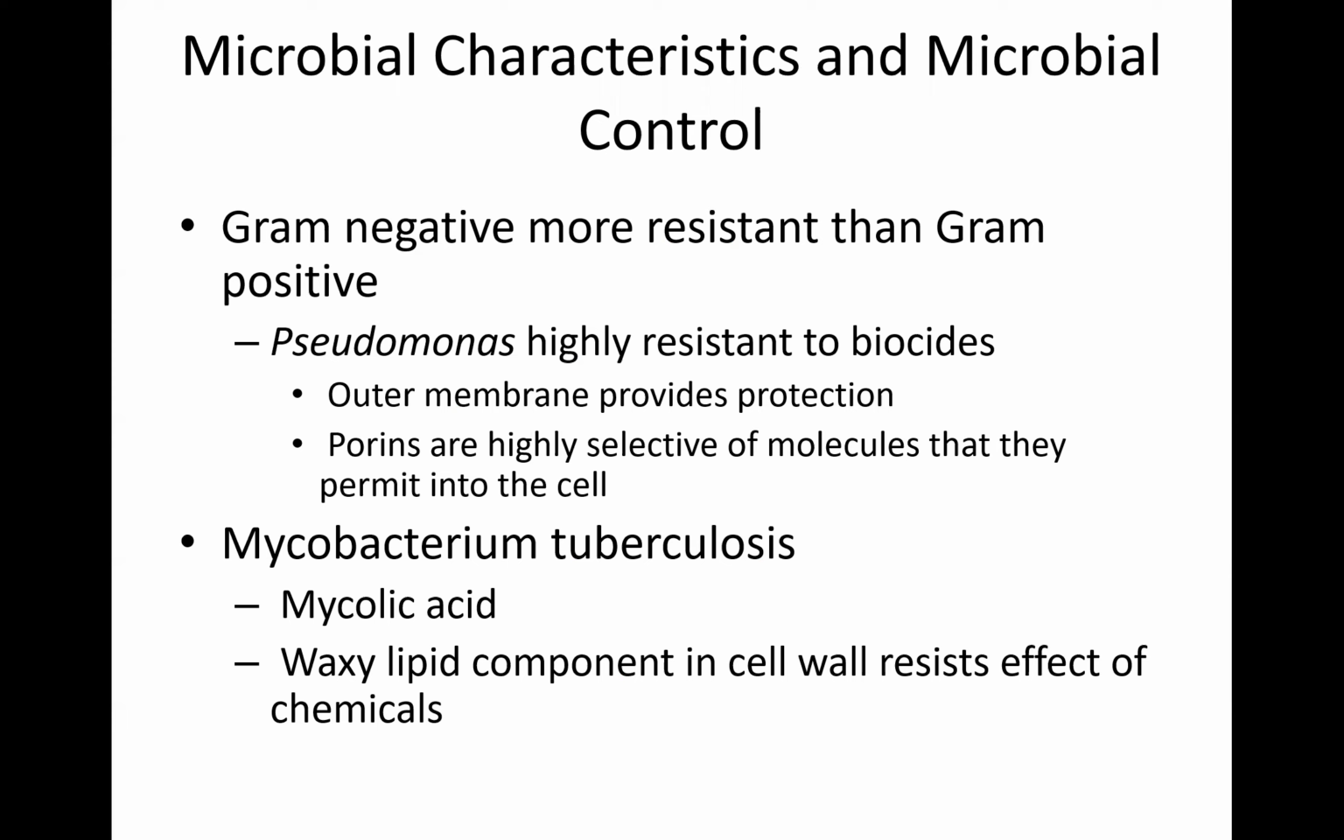Again, we also have to worry about, for instance, Mycobacterium tuberculosis, the culprit of TB. It is made up of mycolic acid, and this is why we run that acid-fast stain instead of a gram stain. And that waxy component actually allows it to be very resistant against certain chemicals.